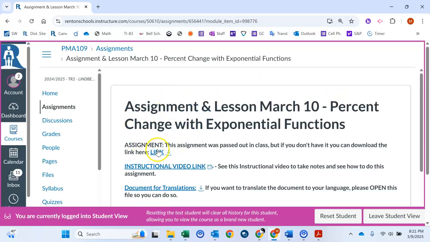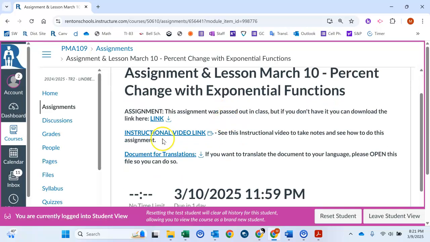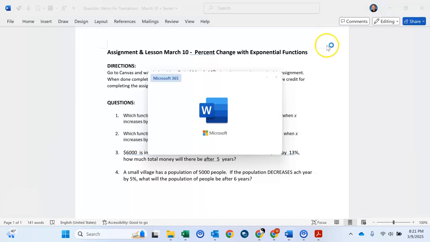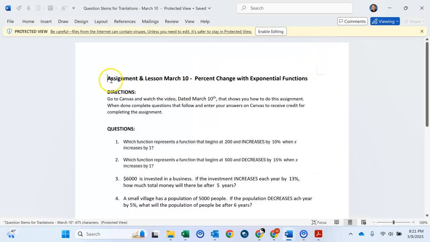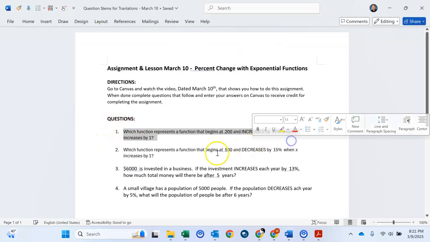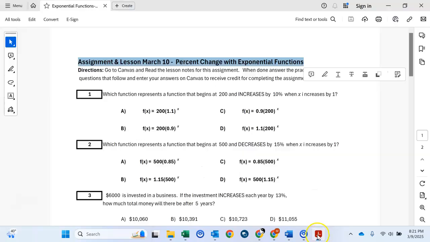Here's the assignment again, but if you don't have the assignment and you're not in class, you can click on that. This is the video you're watching right here. And this is the document you want to download for the translations, so that if you need to translate things, you can translate them here. Here are the questions so you can translate when you need to. So the first question we have is these right here.